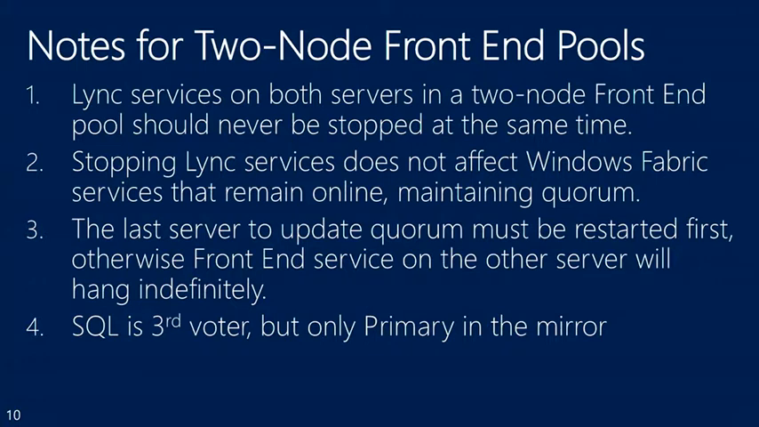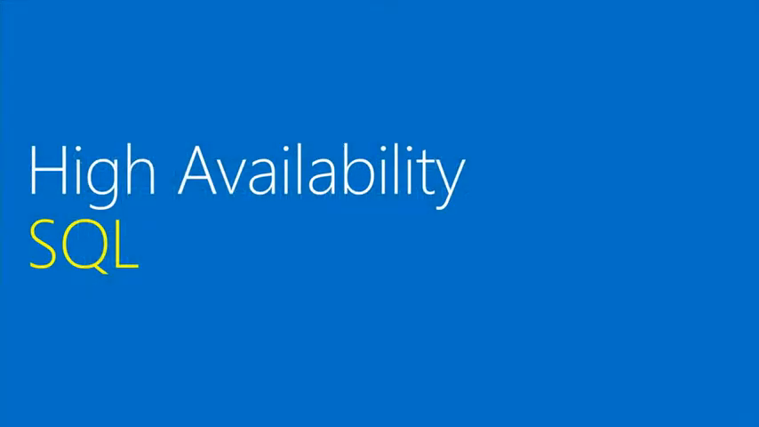Last server to update the quorum has to be restarted first, otherwise you'll get this scenario where the other front-end service continues to hang. You can reverse that just by shutting them both down and reversing the startup sequence on that portion. And as we called out, in a SQL mirror, only the primary SQL node is the one that's participating in the quorum. The passive or the secondary SQL node is not going to provide that capability for us. So, questions on the front-end portion?